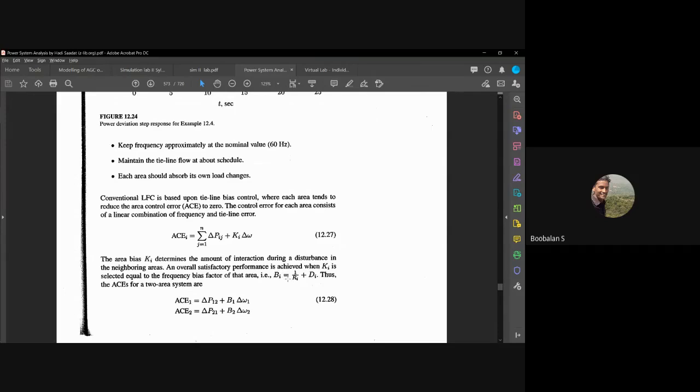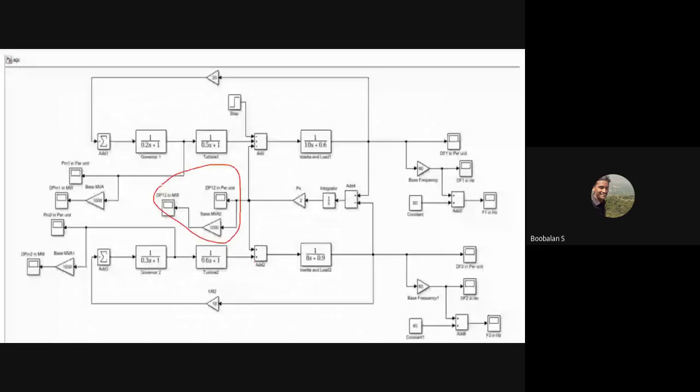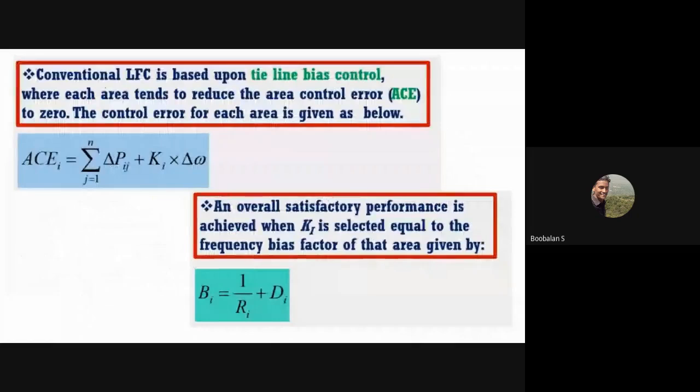Just note it down. I'm also having that PPT also, right? This is what a conventional load frequency control bias method, that is called tie line bias control. Just note it down. ACE is equal to, this is the general formula.